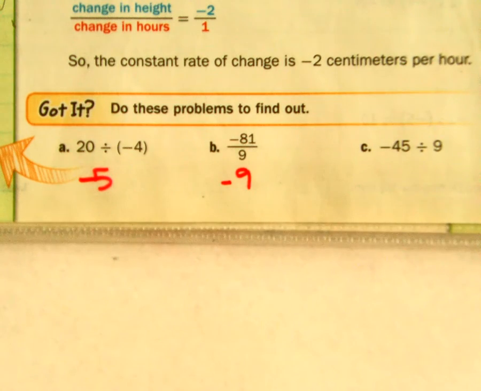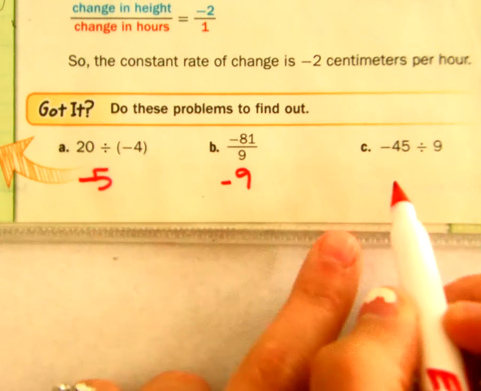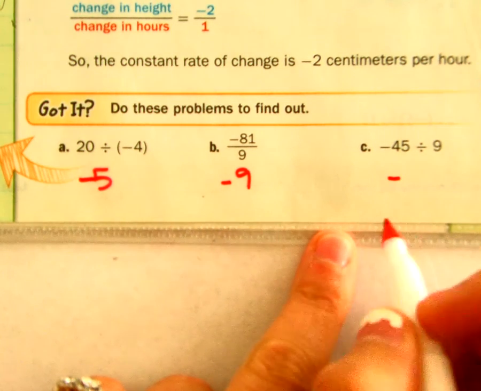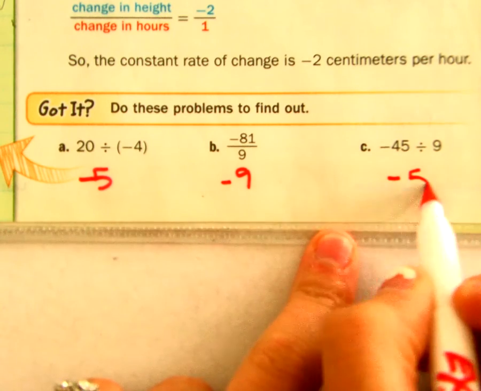Same thing with letter C. We have negative 45 divided by 9. Again, I have a negative divided by a positive, so I know my answer is negative. And then 45 divided by 9 is 5.